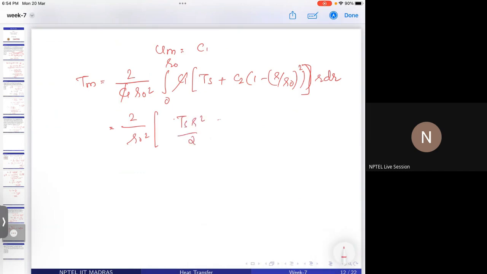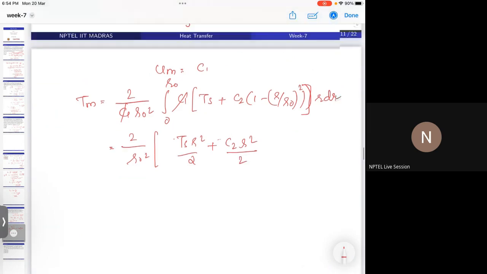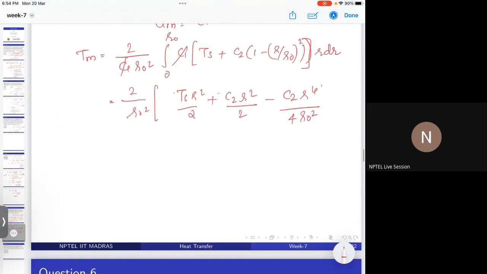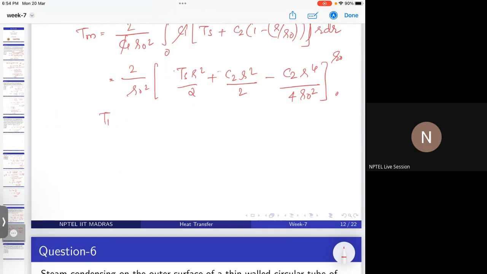Ts R square by 2 plus C2 R square by 2 minus C2 R raised to 4 by 4 R square, because R square into R becomes R cube. So if you integrate R raised to 4, this is the integration, so you have to put the limits. After putting the limits, you will get Tm as Ts plus this R0. You can take common and cancel C2 by 2. You just substitute the limit and simplify it.